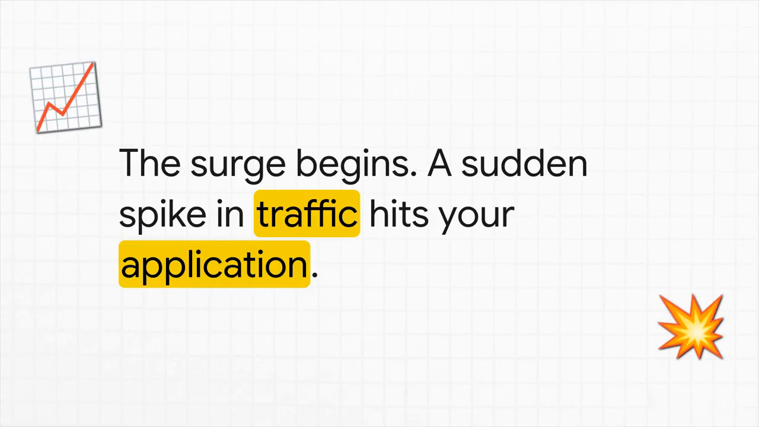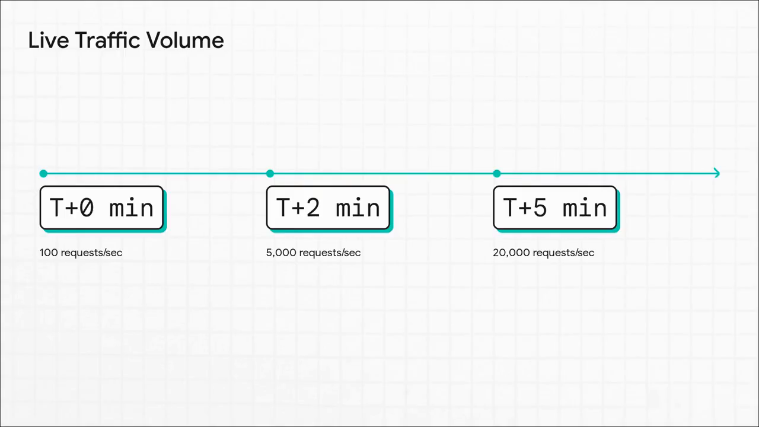Maybe it's a viral tweet, maybe it's a huge marketing push. Honestly, the why doesn't matter. All that matters is that requests are pouring in and the system needs to respond like right now. Just look at how fast this is happening. We're going from a totally normal 100 requests per second to 5,000 in just 2 minutes. By the 5-minute mark, we're getting hit with 20,000 requests every single second. This isn't a gentle ramp up, it's a vertical cliff, and our system has to scale it.